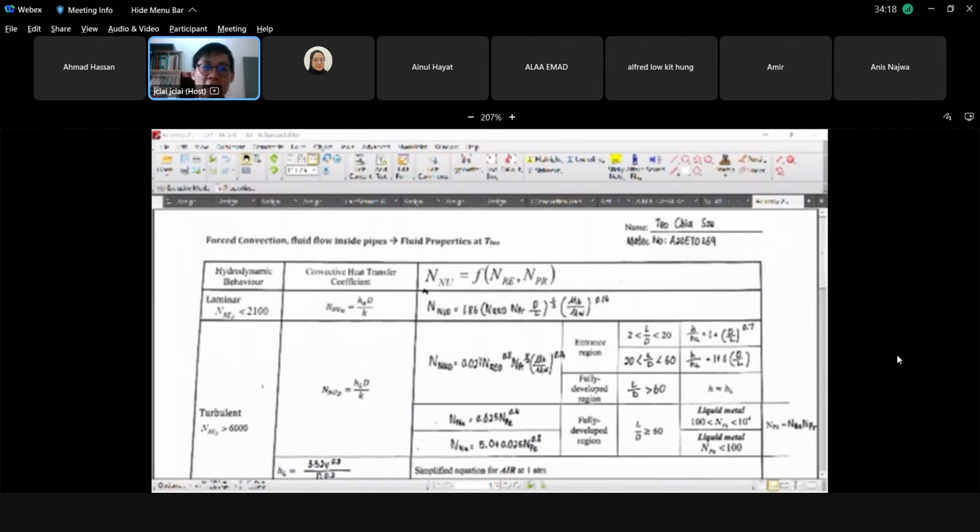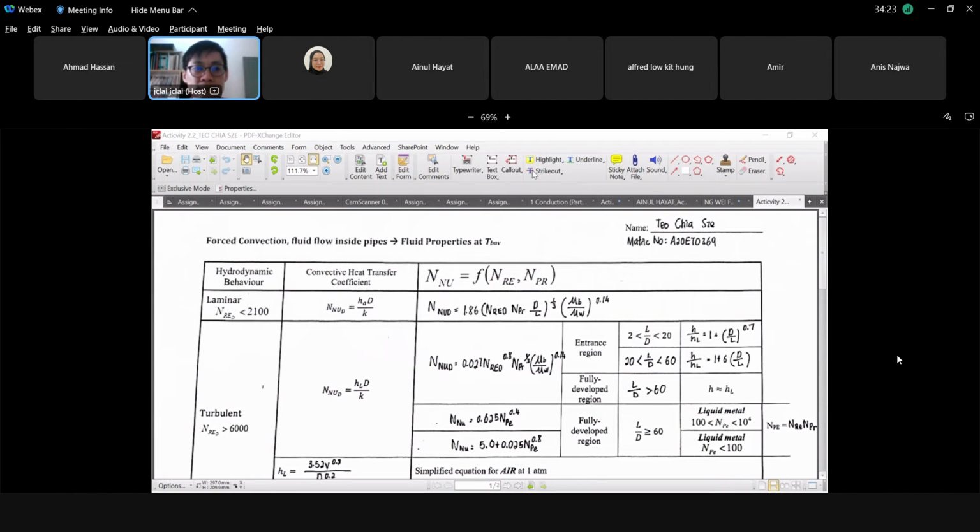Okay, there is one more thing I want to highlight here. You see, for flow inside pipe, the fluid properties are taken at TB average. Okay, T bulk average. Okay, what is TB average?